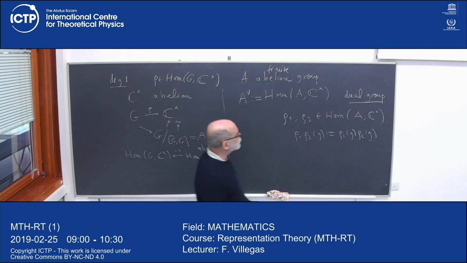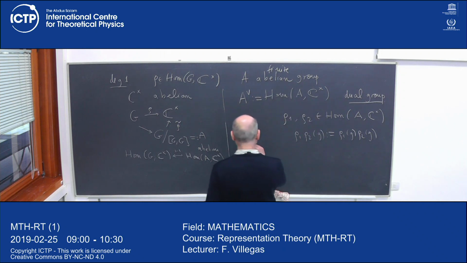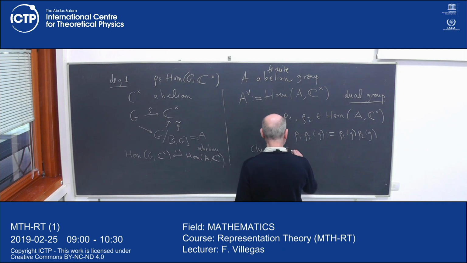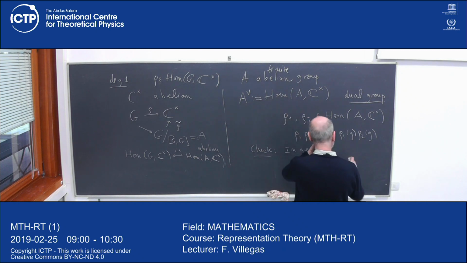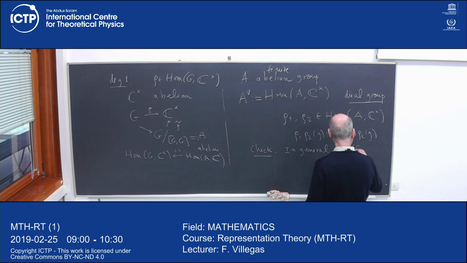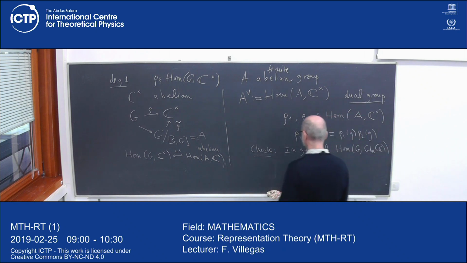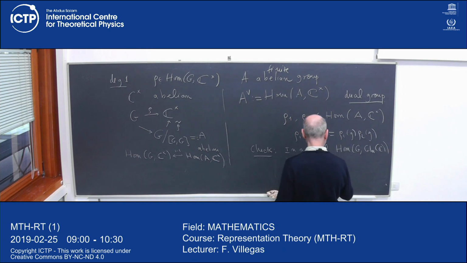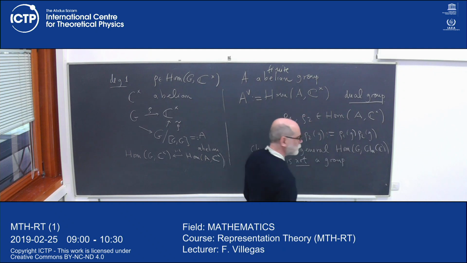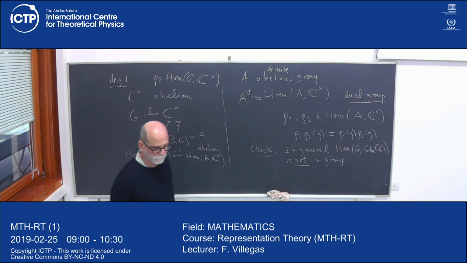So this is something you should check. So if we had G over... Excuse me? Your last sentence. So check in general: Hom from a group G to GL_n of C is not a group with pointwise multiplication.